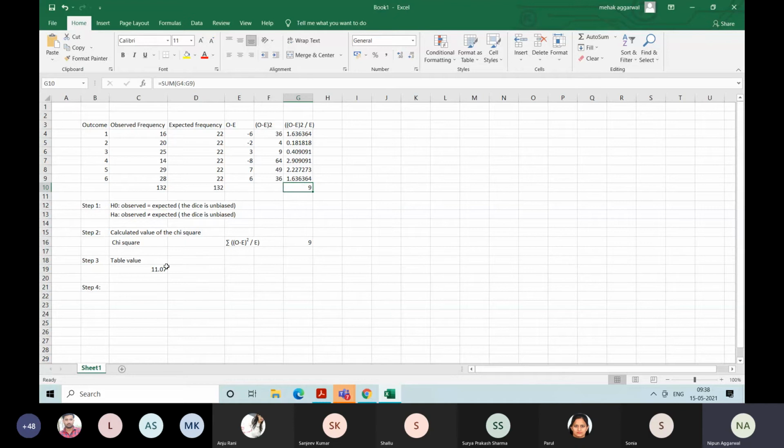So as calculated is less than table, what is our decision? Calculated is less than the table value. Our decision is acceptance or rejection? Acceptance. Of the null hypothesis. Yes. So acceptance of the null hypothesis means there is no significant difference between the expected and the observed frequencies, and we can say that the dice is unbiased.